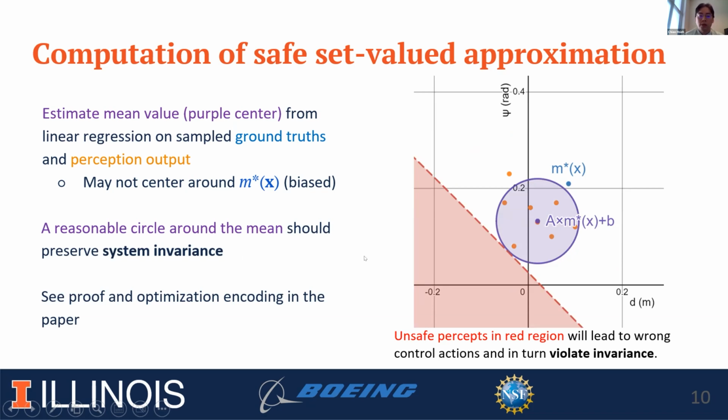In order to preserve this system invariance, we consider this unsafe perception region, where each of these unsafe percepts will lead to a wrong counteraction and in turn violate the invariance. We encourage the audience to read our paper to see the proof and the encoding into a constraint optimization problem.